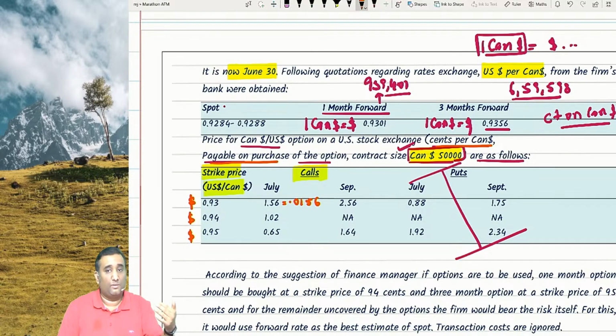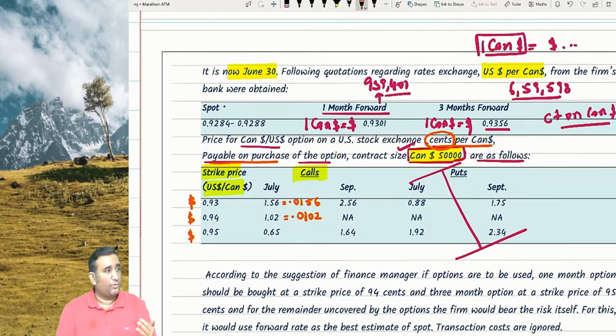100 cents make $1. 100 paisa makes a rupee. For example, you cannot have 0.93 in dollars as the strike price for 1 Canadian dollar and the premium as $1.56. It cannot happen. The price is in dollars, the premium is in dollars. The premium is in cents per Canadian dollar. Cents means 1.56 means 156. 1.02 means 0.01 in dollar terms. I say how it is read.